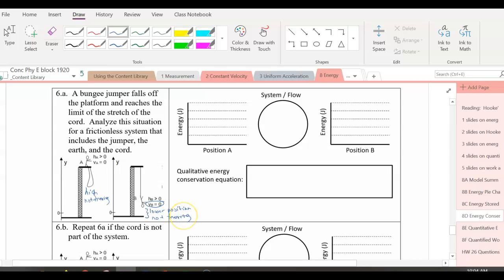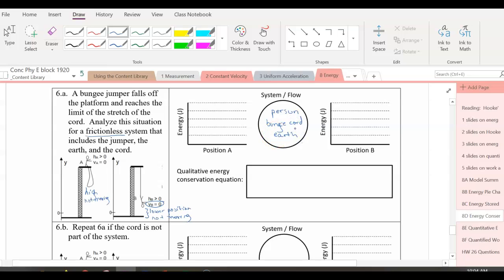Okay. And it says too that this system is frictionless, so we're not going to have any dissipation. And the system includes the person, the jumper, the bungee cord, and the earth.